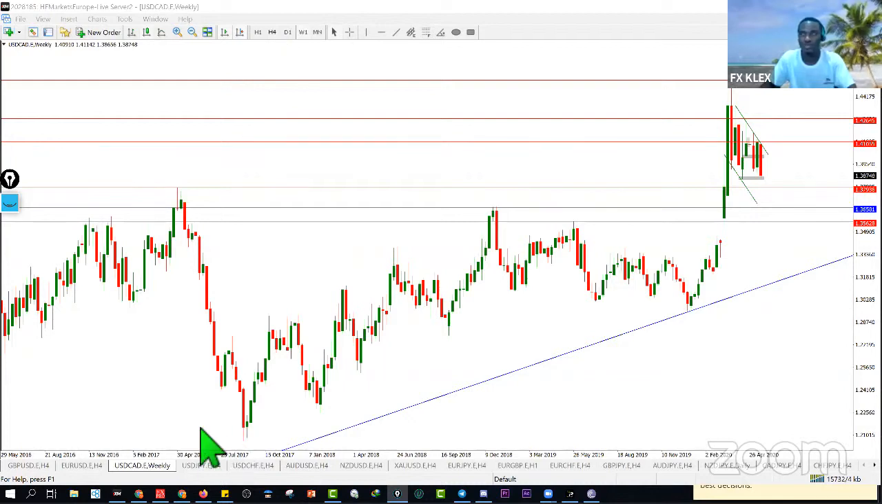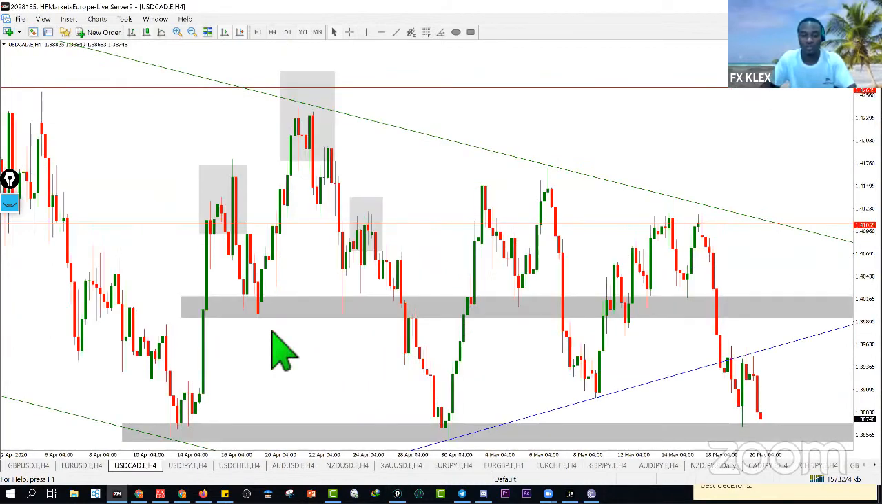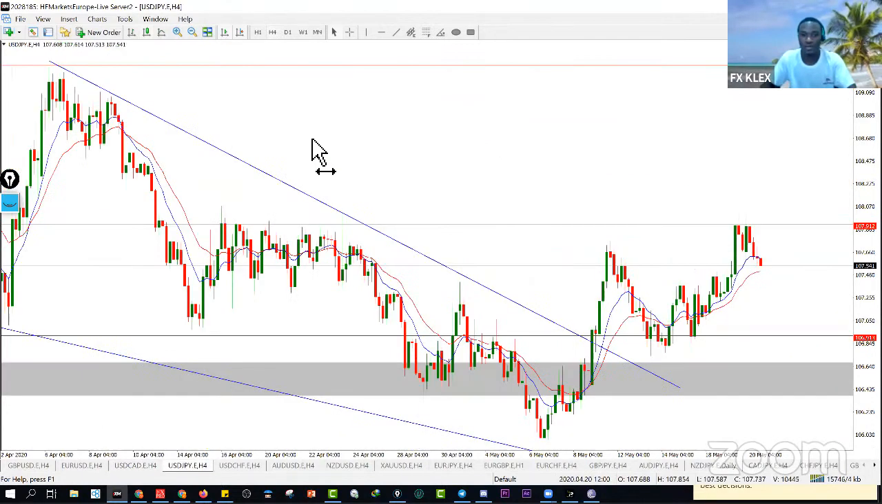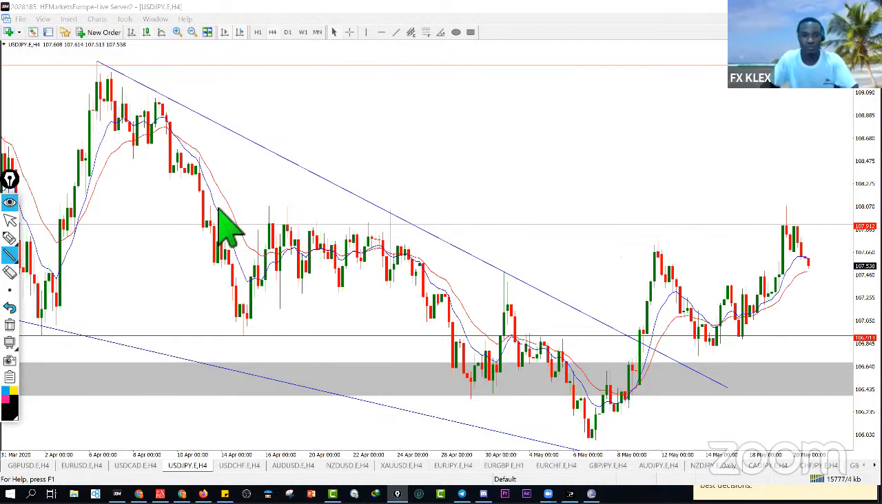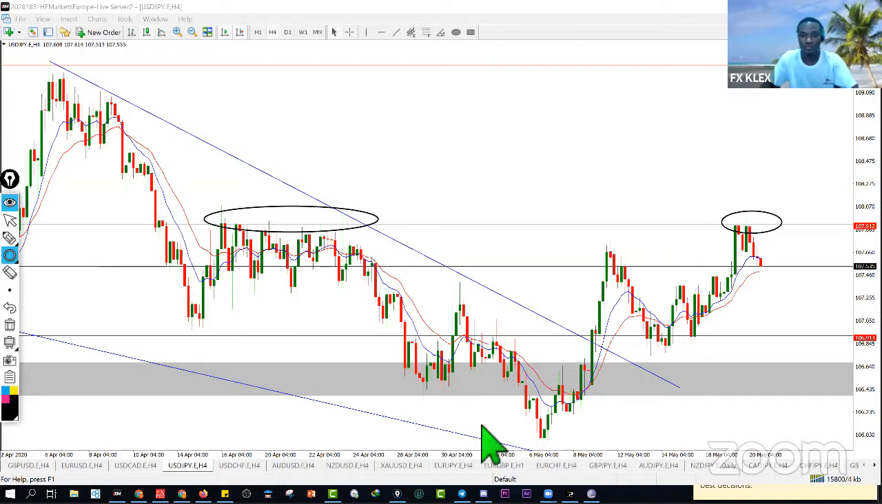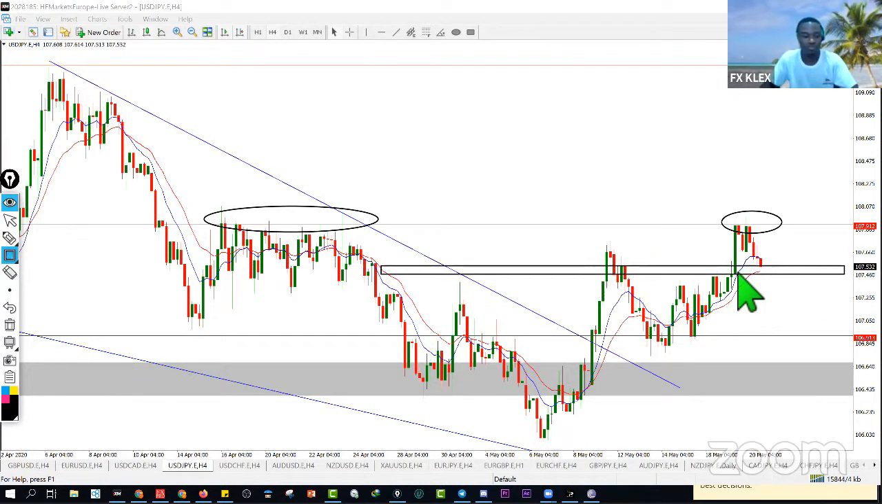Okay, let's check the USD yen, the USD Japanese yen. This is the USD yen right now. And then I have a resistance right here. This is a resistance zone. You can see our price is making a reversal downward right now, whereby we have a swing right here. So this zone right here is still holding price upward.